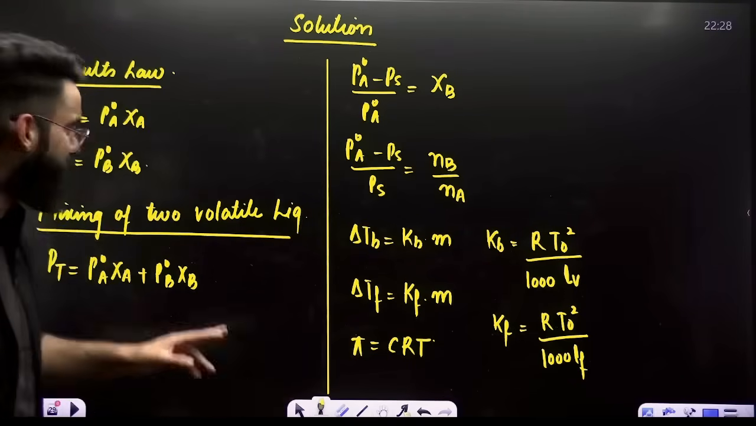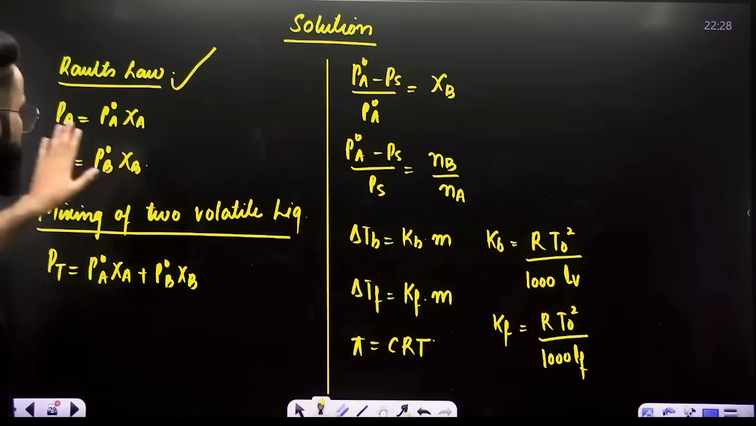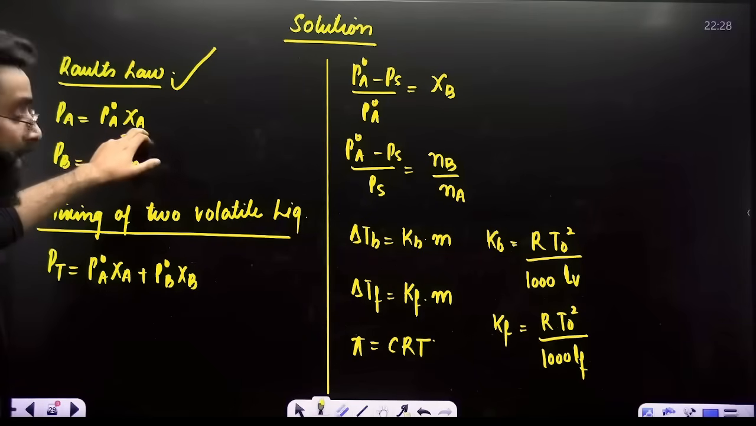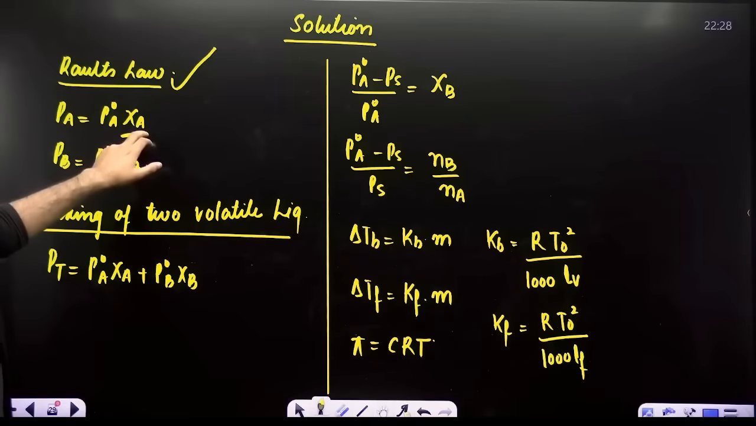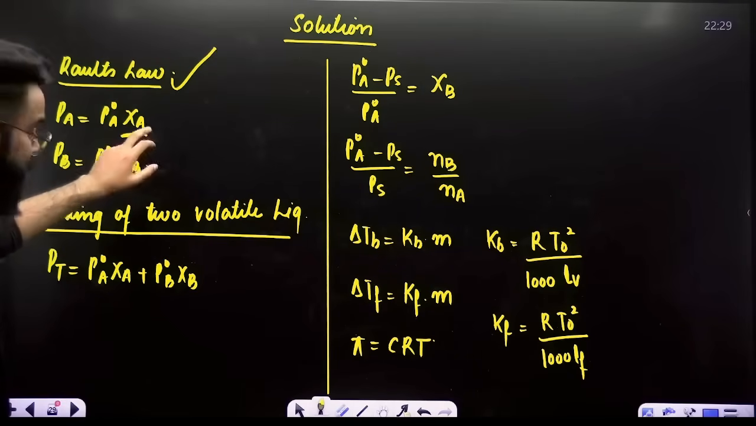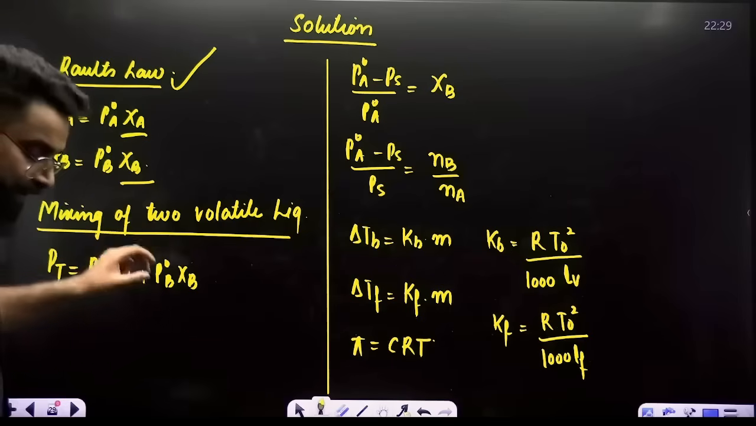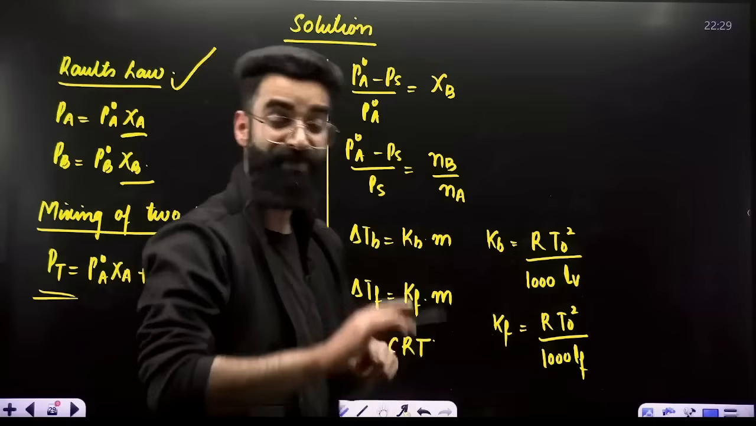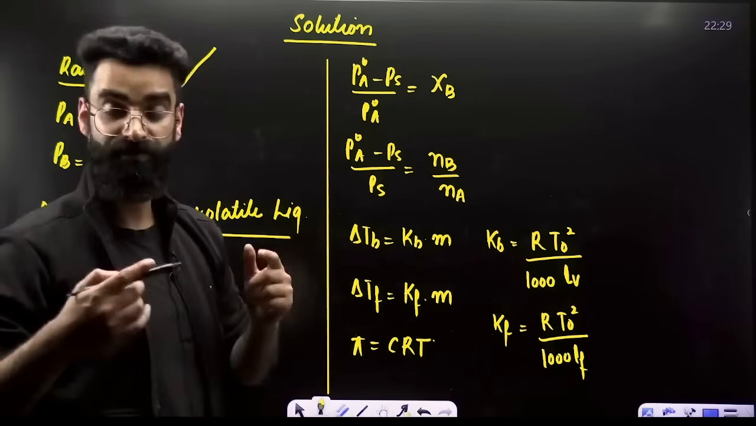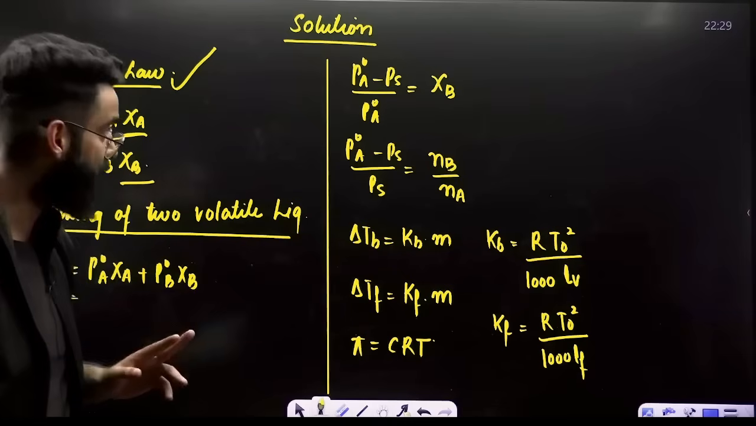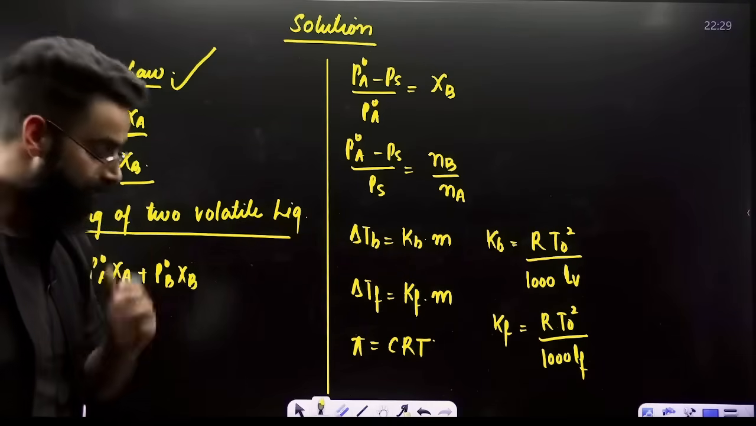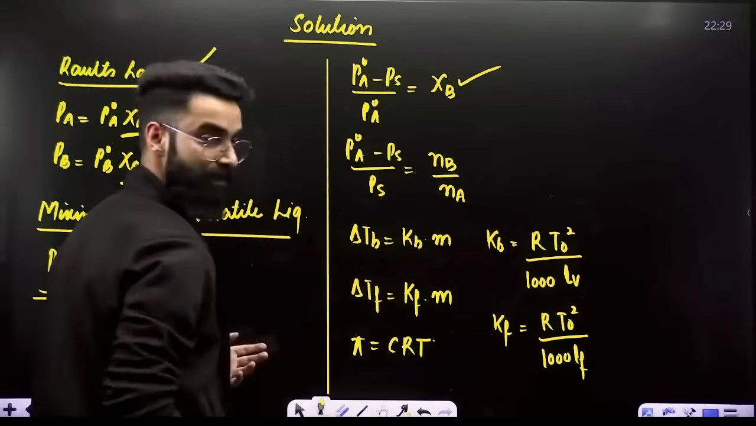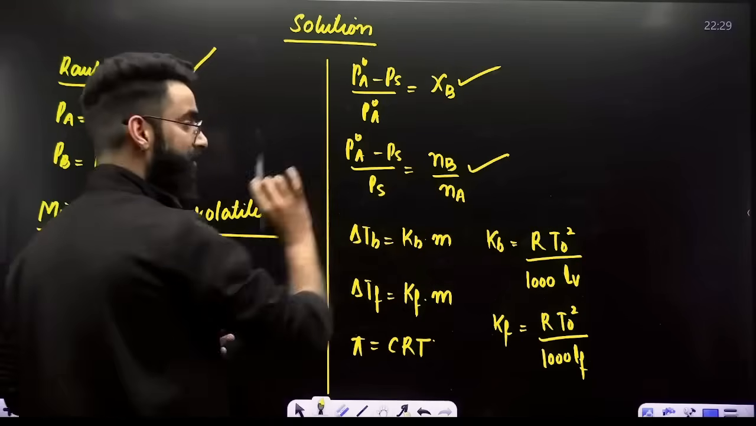In the solution chapter, the first formula comes from Raoult's law, right? Partial vapor pressure is directly proportional to mole fraction in the solution phase. Perfect. Similarly, PB is equal to P naught B chi B. When you mix two volatile liquids, this is how you calculate total vapor pressure of that particular solution which has formed when you have mixed two volatile liquids. When it comes to your relative lowering in vapor pressure, P naught A minus PS by P naught A is equal to chi B. This is one more result which you can use over here to solve the questions.